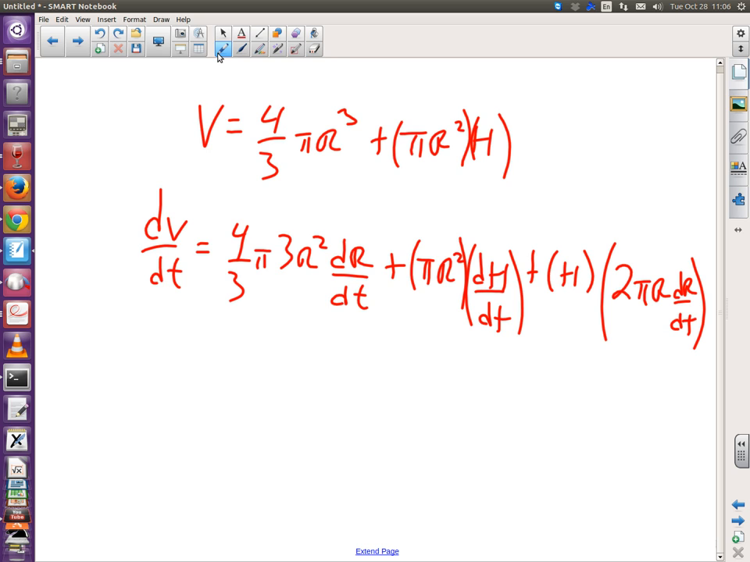All right, so plug in what we know. They gave us that dV/dt was 261 pi cubic centimeters per minute. And that r is 3. And these 3's cancel, by the way. Might as well get rid of these 3's.